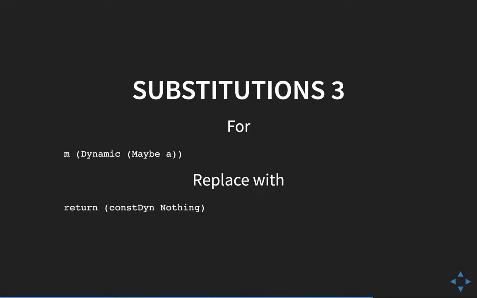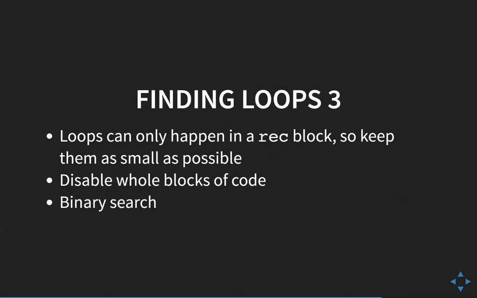Or if you have a dynamic, return constDyn nothing, if it's a dynamic of a maybe. Or if it's a dynamic of a foo, then throw in some default value for the foo, if that's constructible. These are all really useful strategies. Third strategy, binary search. Super powerful.